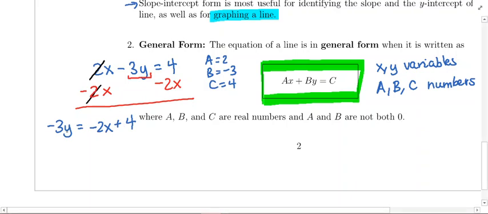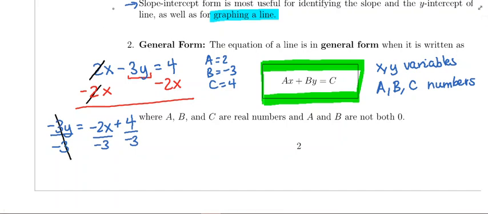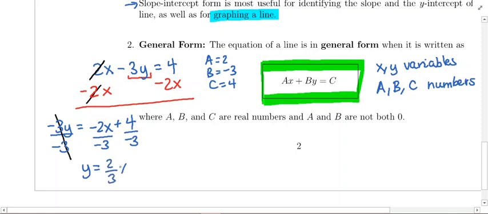And then lastly, if I want to get y by itself, I have to divide by negative 3. If you divide the left side by negative 3, you have to do it to the right side, and everything on the right has to get divided by negative 3. So the negative 3's will cancel. You'll get y equals negative divided by negative is positive, so 2/3 x minus 4/3. So then it's in y equals mx plus b form, and you can go ahead and say, hey, the slope is the number in front of x, 2/3, and then the y-intercept is negative 4/3.